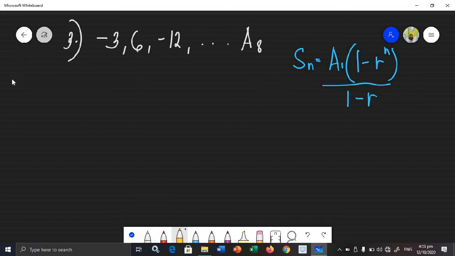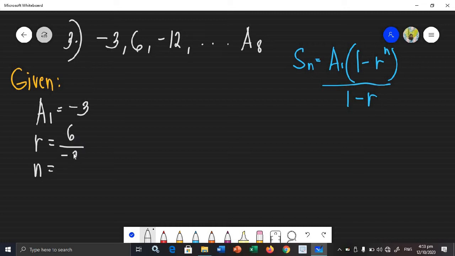Okay? So I'm going to write the given here. So we will look for the value of A sub 1, r, and then n. A sub 1 is negative 3. Your r is, divide natin yung second term sa first term. So, 6 over negative 3. Kapag sinimplify natin to, the answer is negative 2. So, r is negative 2. N is 8. Bakit po naging 8? We will add the terms up until the 8th term. Okay? Yun yung i-add natin from first to 8 terms.